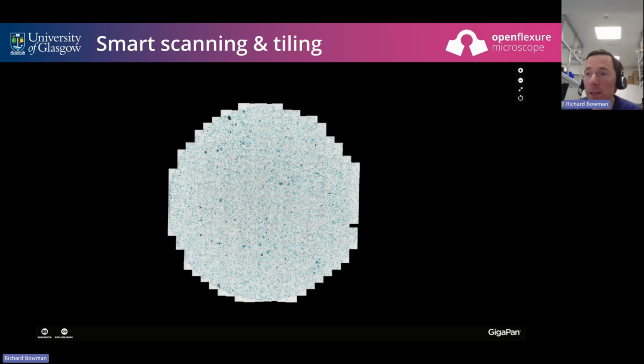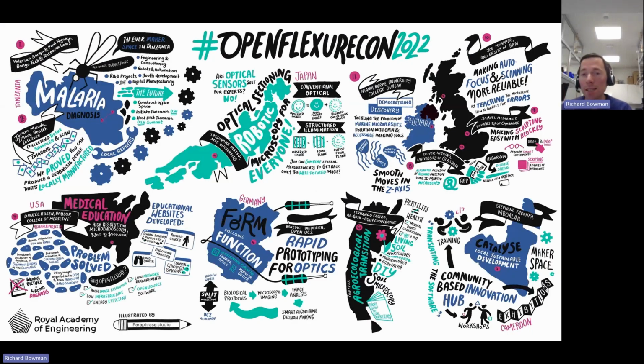Right, this very busy slide is intended to give you a bit of a flavor of what the OpenFlexure community do with the OpenFlexure microscope. I've already mentioned malaria diagnostics, and so there are teams in Tanzania and Cameroon who are working on making them locally and using them for diagnostics, also using them for scientific research and educational things.